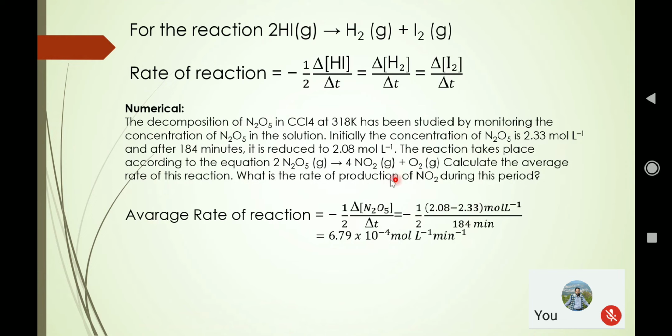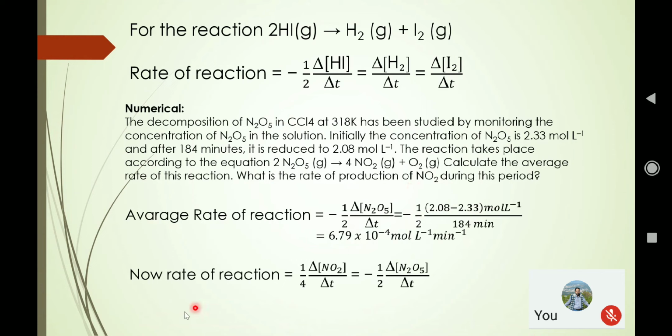Now this is the rate of the reaction, the rate of decrease in concentration of the reactant, and here we are also asked to calculate the rate of production of NO2. For that, the rate of the reaction can be stated as 1/4 the rate of formation of NO2, that is, the change in concentration of NO2 with time interval. So it can be related to the reactant concentration decrease by this equation.